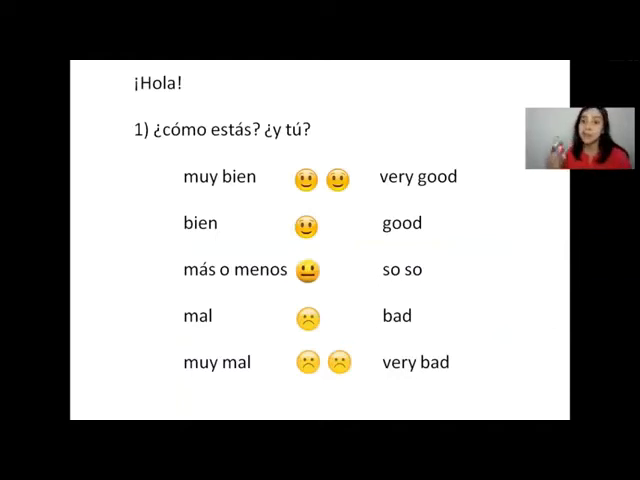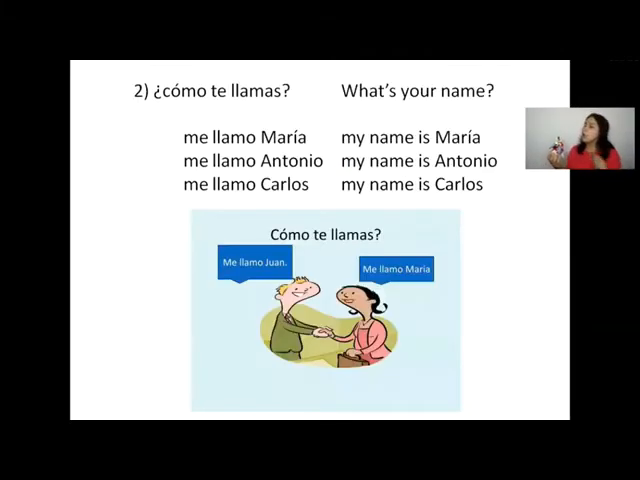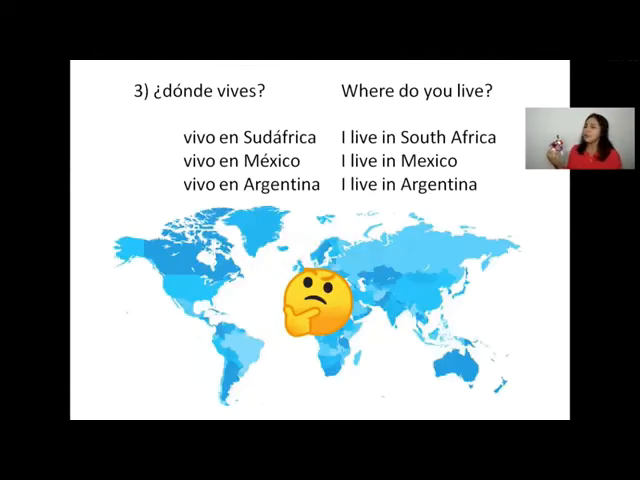I have a friend. Tengo una amiga. Ana. Okay? So I will say, hola, ¿cómo estás? Muy bien, ¿y tú? Muy bien, gracias. ¿Cómo te llamas? Me llamo Ana. ¿Y tú? Me llamo María. ¿Dónde vives? Vivo en Perú. ¿Y tú? Vivo en México.